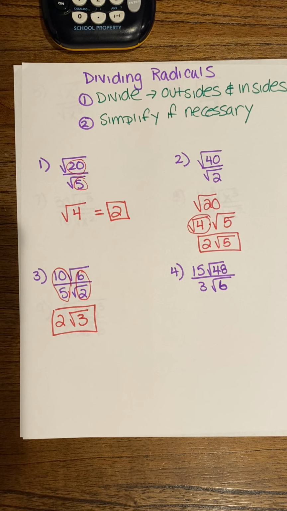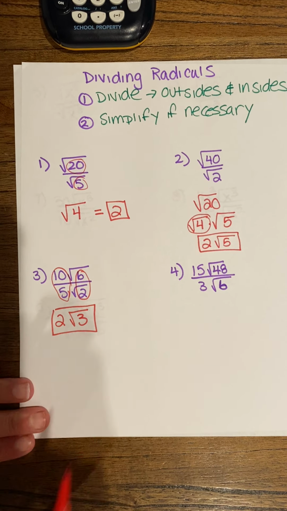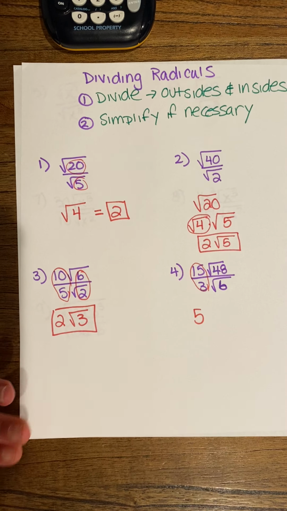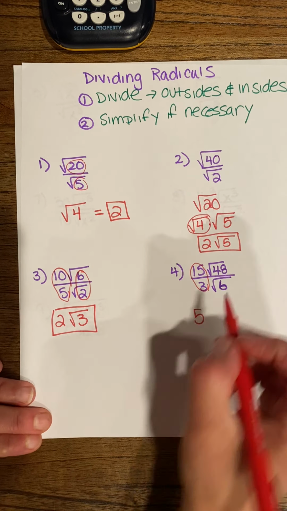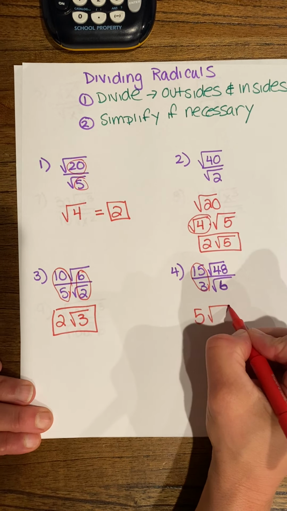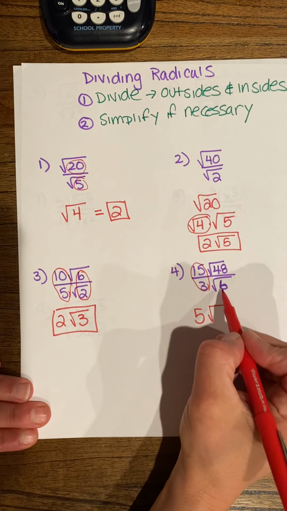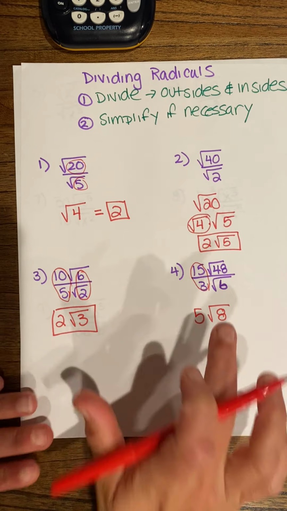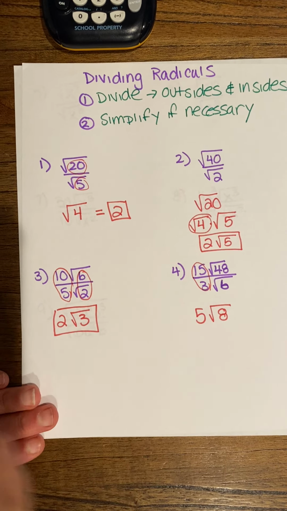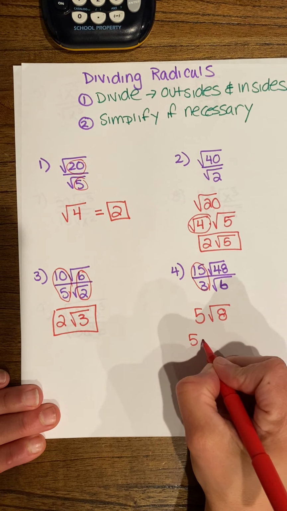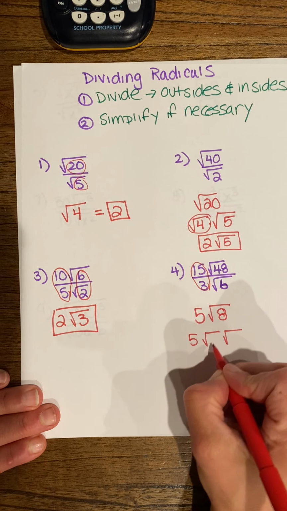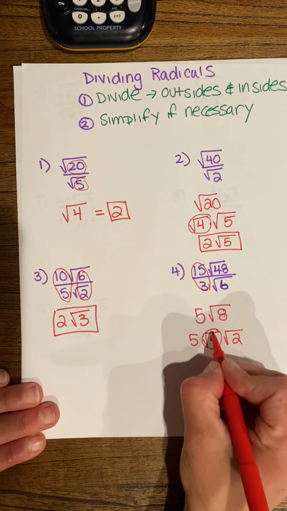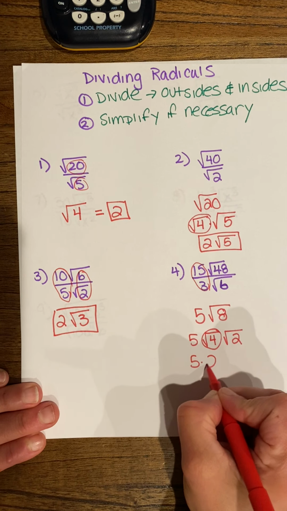That is done, okay? So next one, again, divide outsides with outsides and you just get another number outside, in this case 5. Insides with insides stays inside the rad and you get 8, okay? Again, check to see if you can break down that radical, which you can. So I'm gonna bring down the 5. 8 is gonna multiply to be 4 and 2. The square root of 4 is still 2.